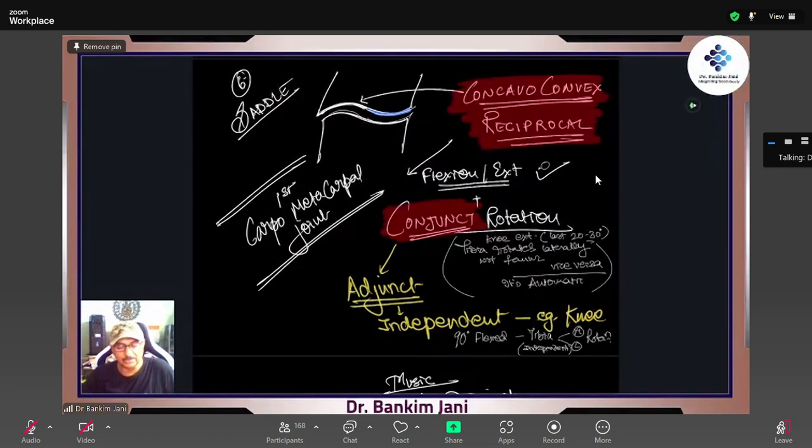So this is called the conjunct movement or conjunct rotation, in which the normal flexion extension is occurring, but there is some other movement which is also occurring and it cannot be prevented. So that is what is called the conjunct. Conjunct means together, in sequence, in continuous flow, right?